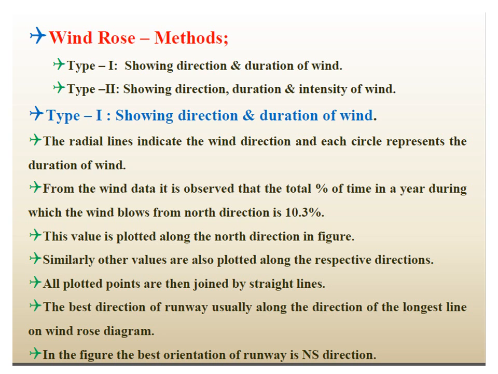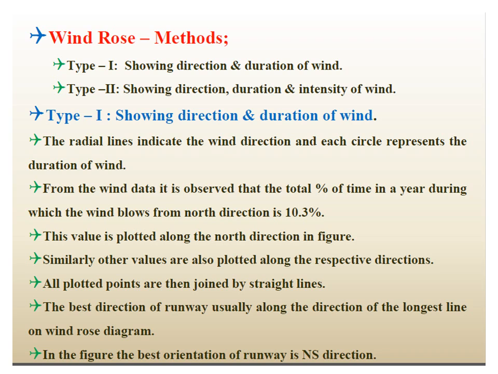There are basically two types of windrose diagram, as we have discussed. Type 1 will show only the direction and duration of the wind, whereas the type 2 windrose diagram will show direction, duration and, along with that, the intensity of wind. Now we will discuss type 1, which shows only the direction and duration of the wind. The radial lines in the windrose diagram indicate the wind direction and each concentric circle represents the duration of wind in some scale.